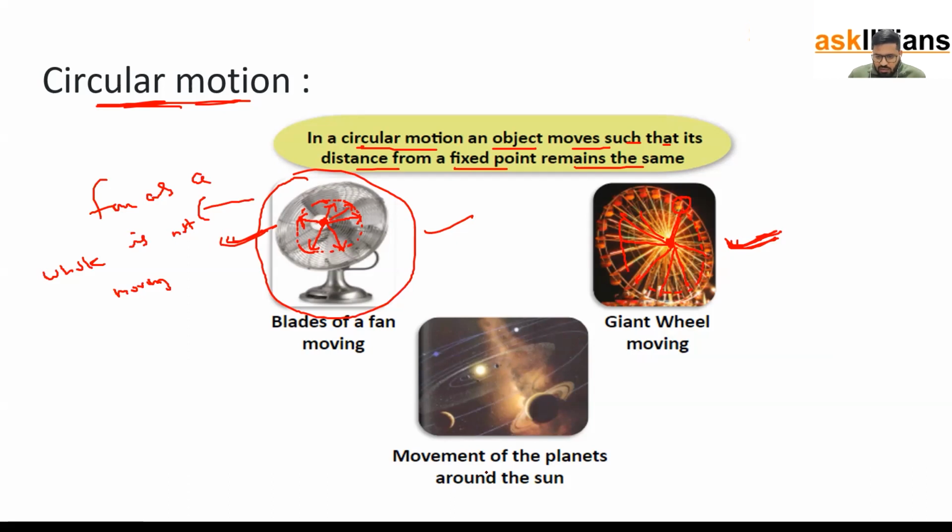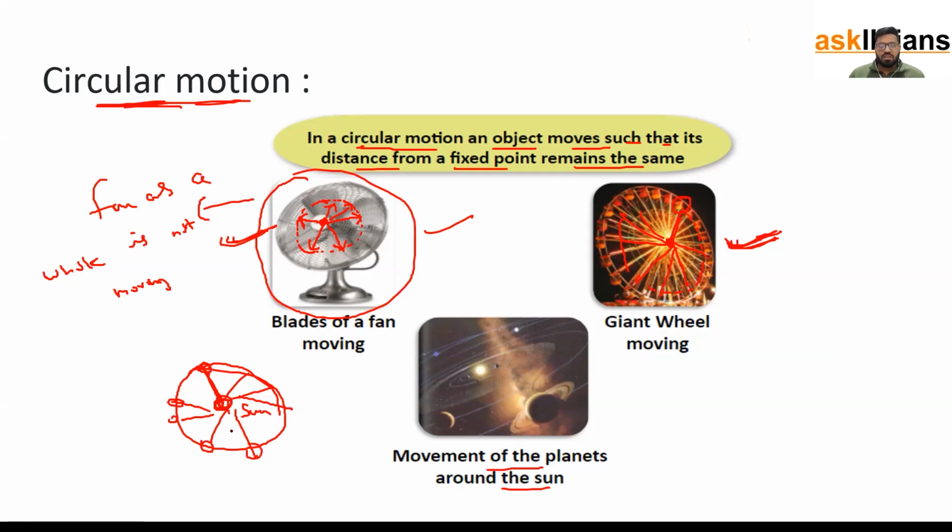Now what about the third type of motion, which is the movement of the planets around the sun? This you can't observe easily, obviously, because this is a space related matter. The movement of the planets around the sun is also an example of circular motion, in which the sun is at the center and the planets are revolving around the sun in circular or nearly circular orbits, such that their distance from the sun is constant during their revolution. So that's why we are considering it as circular motion.